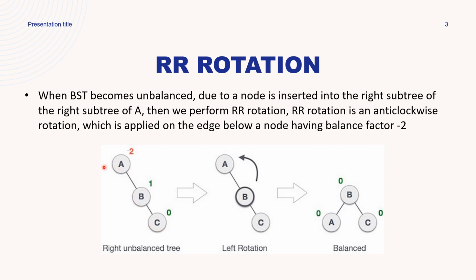So here we are going to apply the rotation on the node below the one having the balance factor of -2. The next node is B, so we need to perform the anti-clockwise left rotation on the B node. After applying the rotation, our balanced tree looks like this.